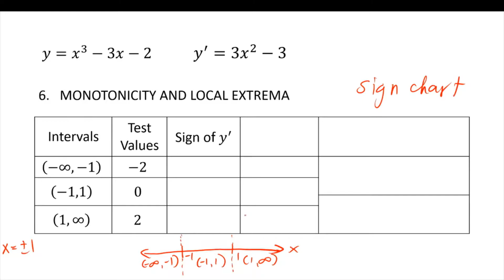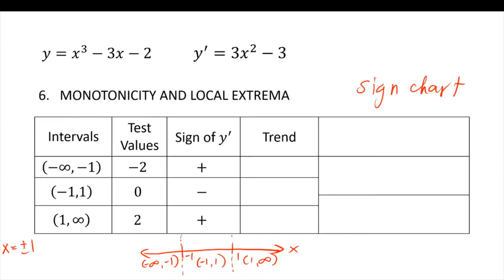determine the sign of the first derivative by plugging in the test values to the equation of the first derivative. So if we plug in negative 2 to y prime equal to 3x squared minus 3, we'll get a positive value. If we plug in 0, we'll get a negative value, and then if we plug in positive 2, we'll get a positive value for the y prime. Again, the sign of the y prime will dictate if it's increasing or decreasing.